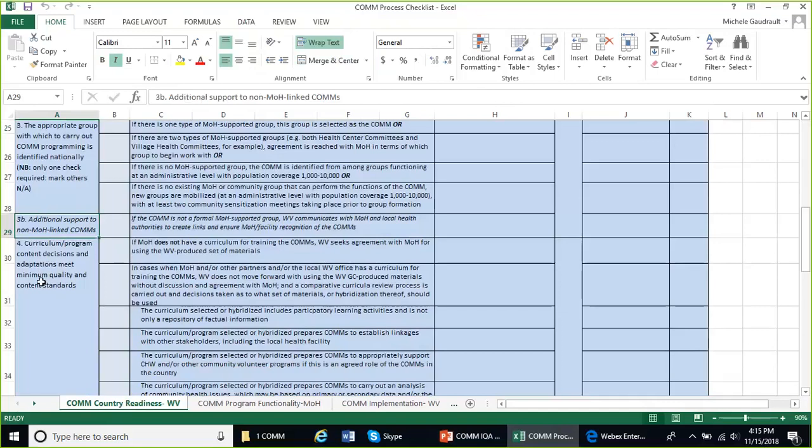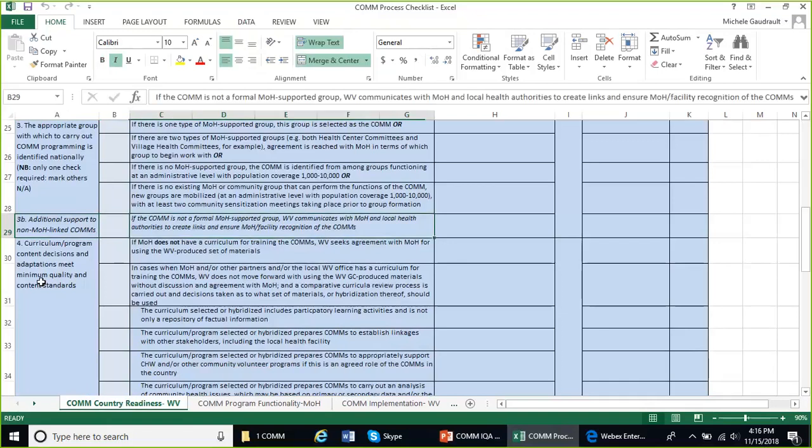If we are working in a context where there is no Ministry of Health linked committee, and we had that in the CHNIS research in the case of Guatemala, where since there was no MOH committee, we therefore mobilized new committees, then it actually becomes quite important to make sure that World Vision facilitates linkages with the health facilities and with MOH in these cases, so that the comms are recognized and have some authority as they move forward.